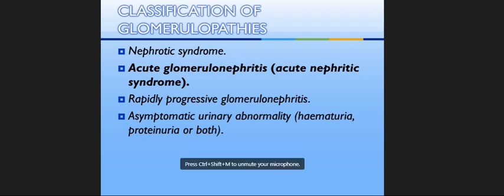Some patients come only complaining of hematuria or proteinuria. Some are complaining of both hematuria in addition to proteinuria. So in front of this complaint, we have to remember glomerulonephritis or glomerulopathies.